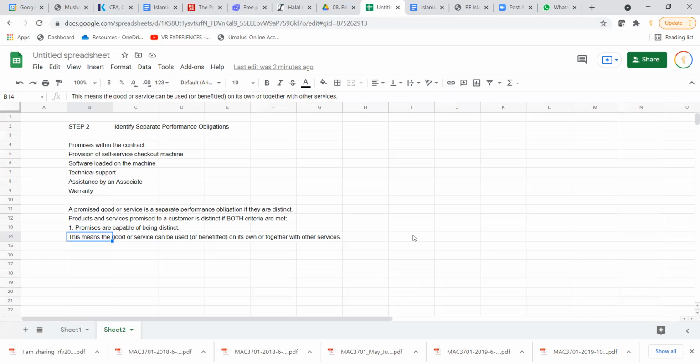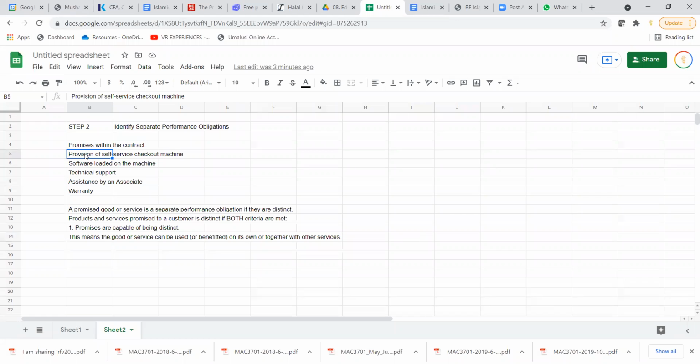Okay, so just think about that. So that is basically capable of being distinct. So if we think of it in terms of this particular question, we're going to have to discuss each of these, because remember there are seven different promises. So for each promise, we need to ask ourselves, can it be used on its own, yes or no?